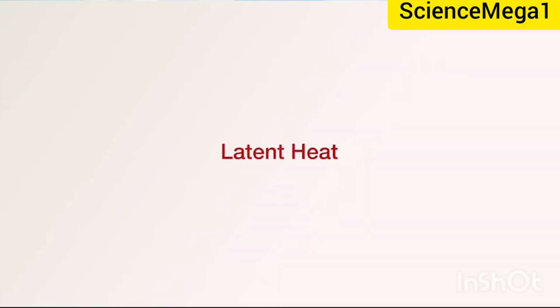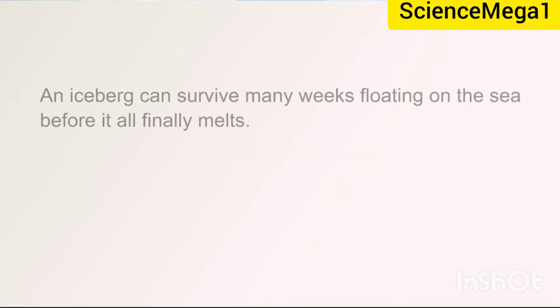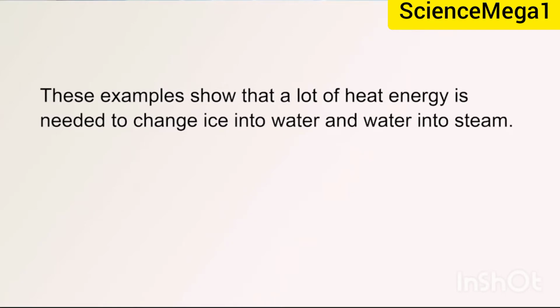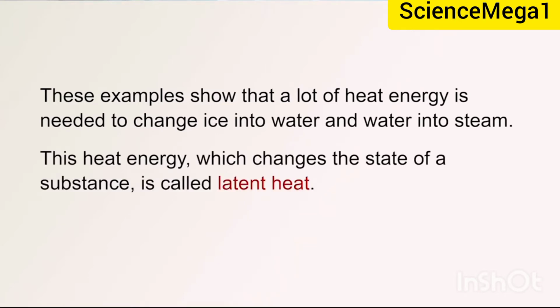Let us now turn our attention to latent heat. What is latent heat? An iceberg can survive many weeks floating on the sea before it all finally melts. It takes much longer to turn a kettle full of boiling water into steam than it does to bring cold water to boil in a kettle. These examples show that a lot of heat energy is needed to change ice into water and water into steam. This heat energy, which changes the state of a substance, is what is called latent heat.